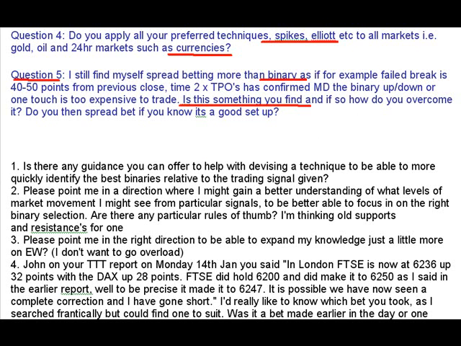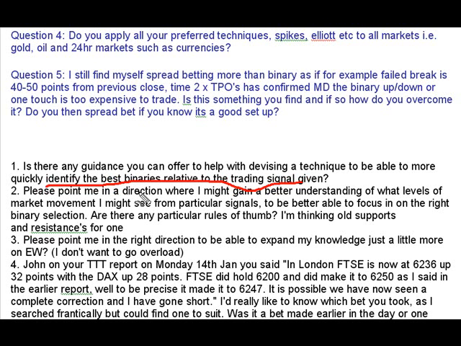Right, on to this question here. Is there any guidance that you can offer with devising a technique to be able to more quickly identify the best binaries relative to the trading signals given? Not really. It's just a matter of experience. You'll find the ones that you like, that come to hand, as it were.